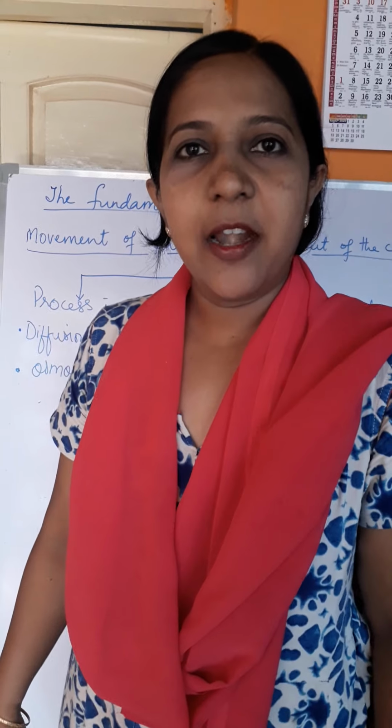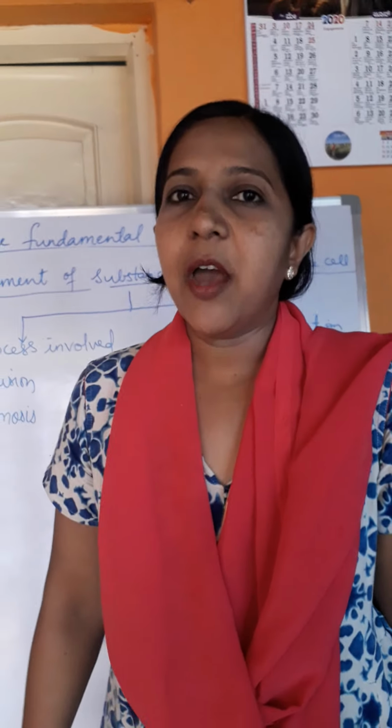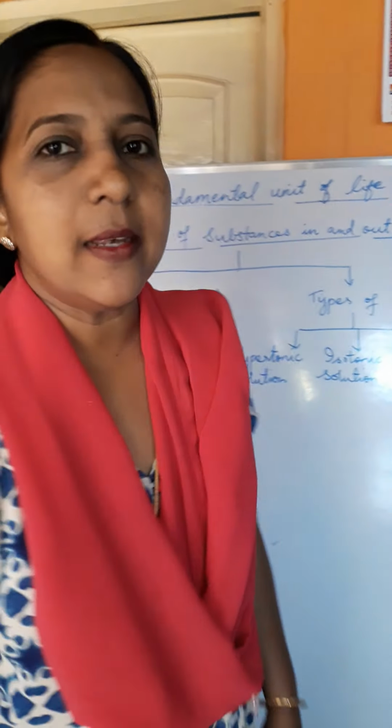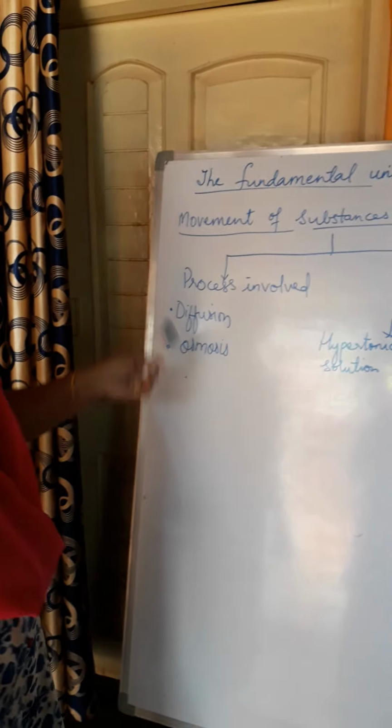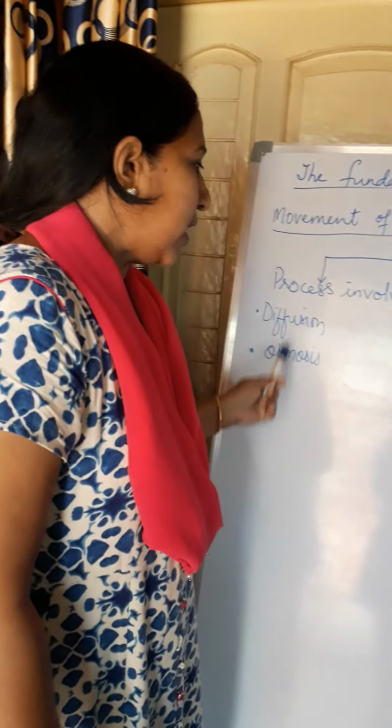So we have already started the fundamental unit of life. Today let us continue the chapter. Today we are going to see movement of substances in and out of the cell. Which process is involved in that? Diffusion and osmosis, these are the two processes which are involved in that.